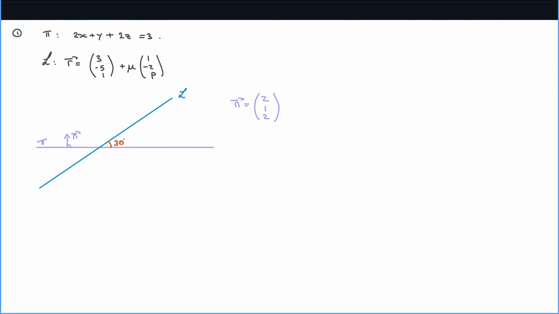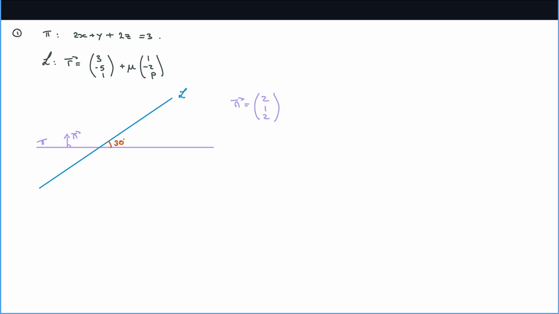Is this clear so far? We're told that the angle between the line and the plane is 30 degrees, which I have there, and that's the acute angle. Vector equation of the line is here, the plane's equation is here, and ultimately we have to figure out what the component p is.